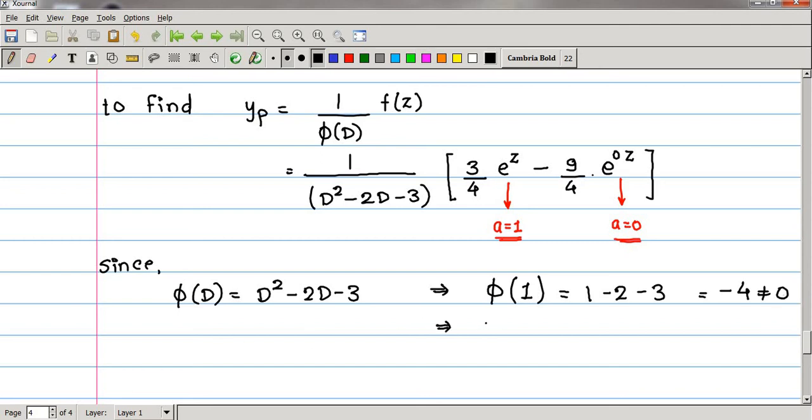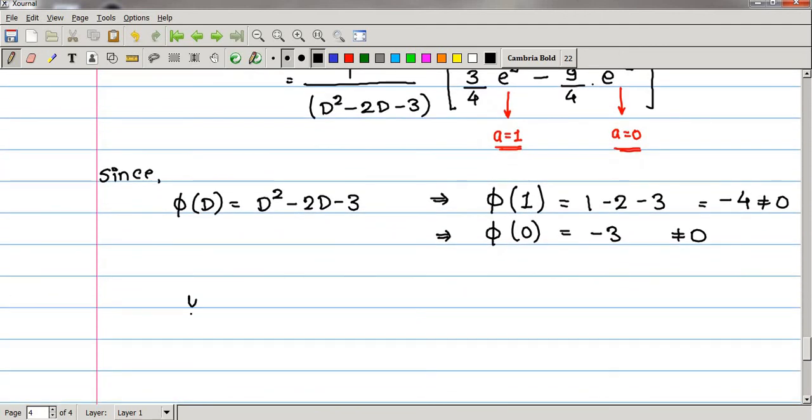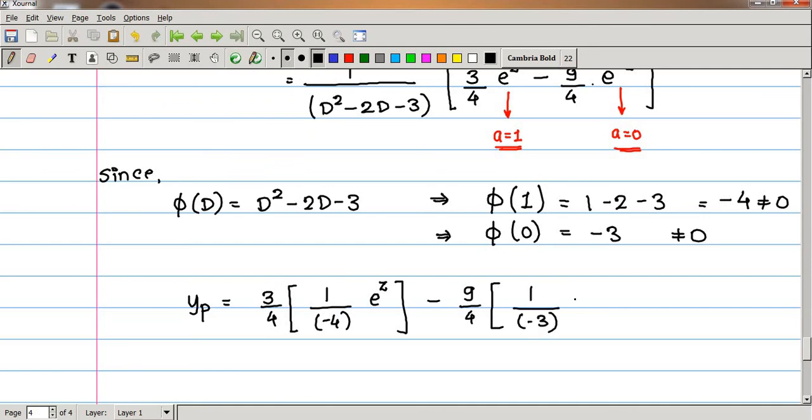Again, for the same auxiliary equation, if we replace D by 0, this value is equal to minus 3, which is again non-zero. So we can apply the shortcut method formula directly. So the particular integral is equal to 3 upon 4 as it is, we replace D by 1 and that non-zero value is minus 4, into the same exponential function as it is. Minus 9 by 4 into 1 upon minus 3 into e raised to 0z.